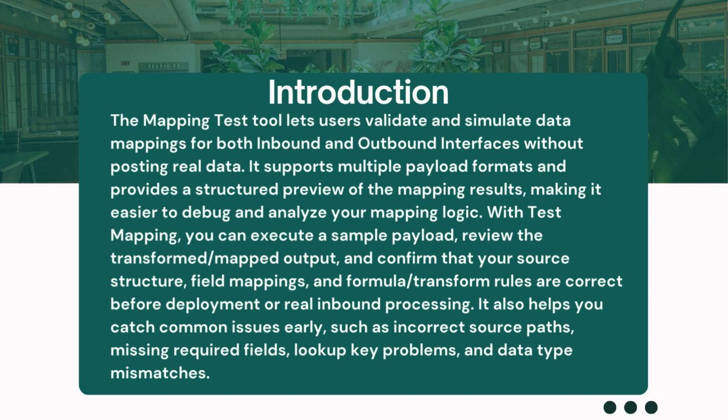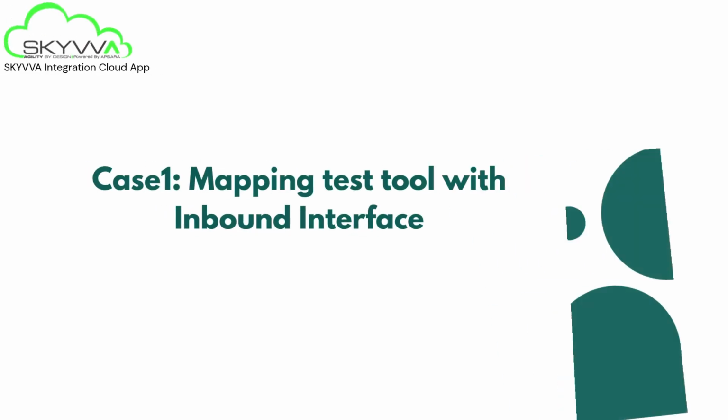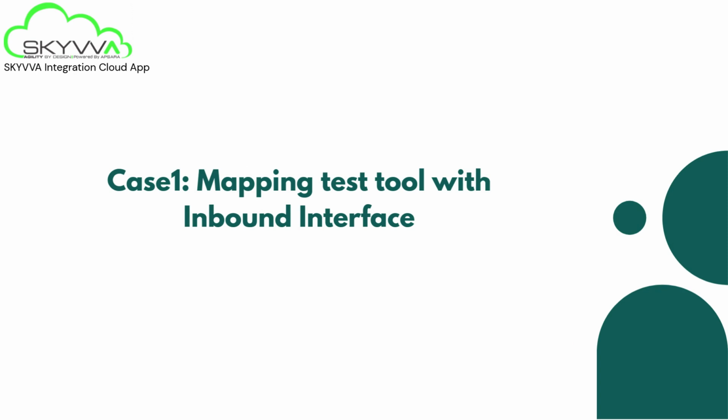With test mapping, you can execute a sample payload, review the transformed mapped output, and confirm that your source structure, field mappings, and formula/transform rules are correct before deployment or real inbound processing. It also helps you catch common issues early, such as incorrect source paths, missing required fields, lookup key problems, and data type mismatches. In this video, we have two cases to demonstrate.